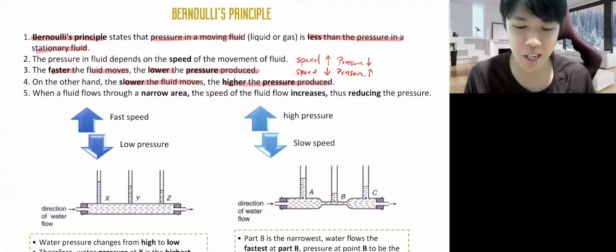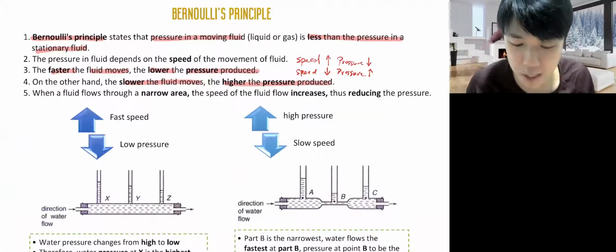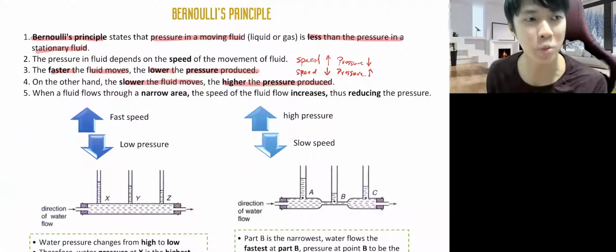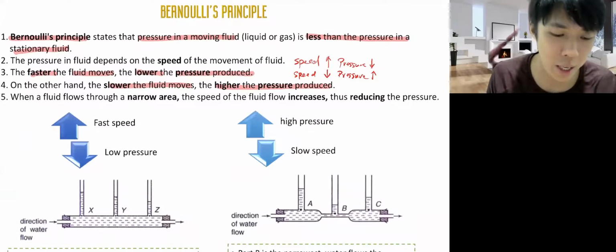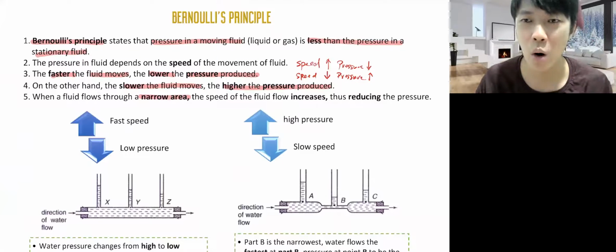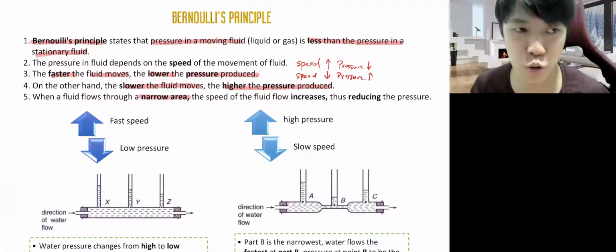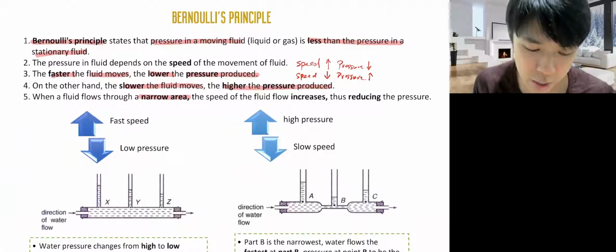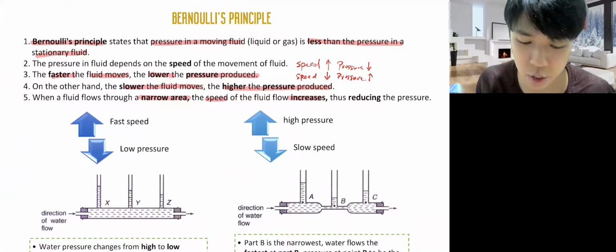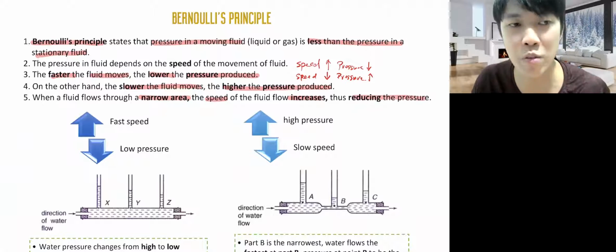Okay, so speed increases, pressure decreases. Speed decreases, pressure increases. That's basically how Bernoulli principle works. And when air or water flows through a narrow area, the velocity, I should say the speed, increases. So hence pressure decreases even more.